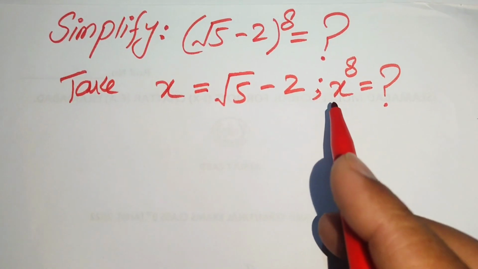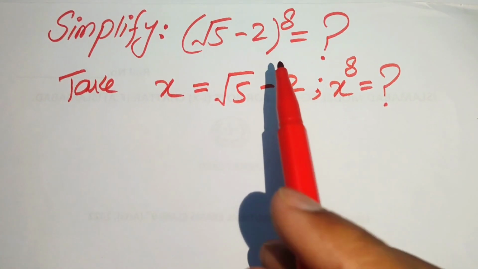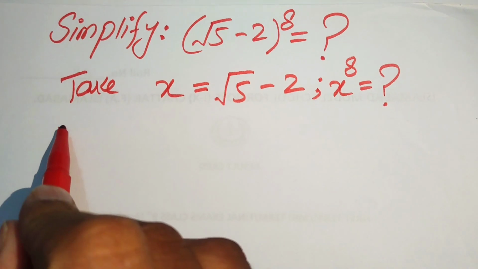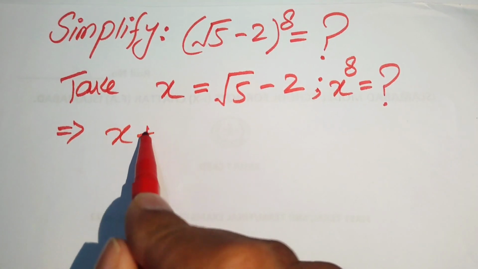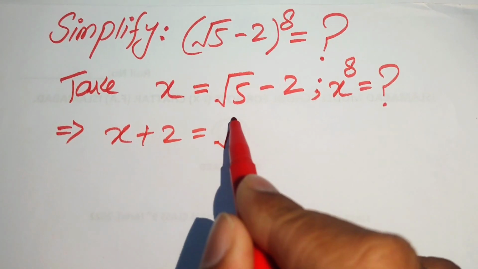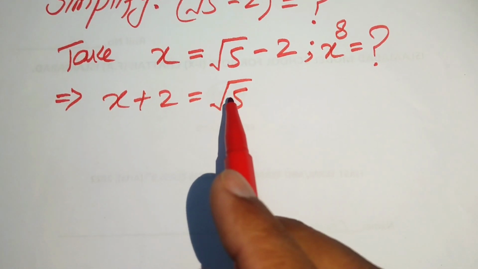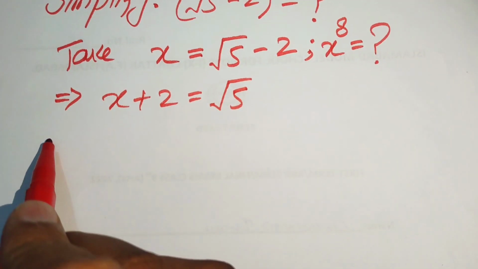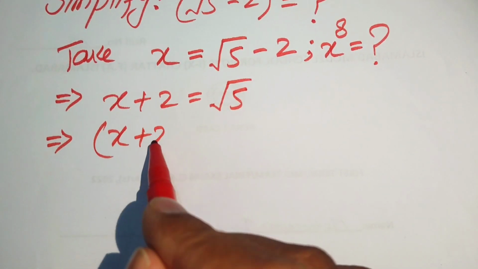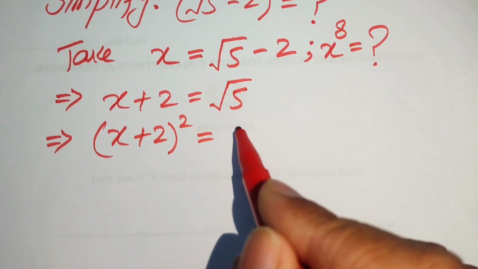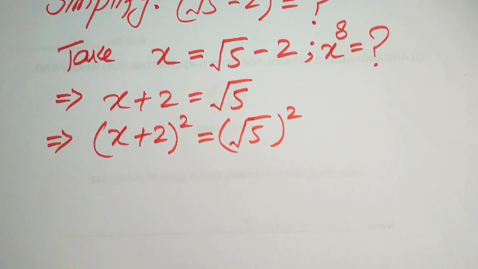If you find the value of x to the power of 8, that is the simplified form of the given question. Here, first we move this minus 2 to the left hand side, and it is written as x plus 2 equals square root of 5. Now, to remove the square root sign from the right hand side, we take squares on both sides, and it is written as (x plus 2) whole squared equals (square root of 5) whole squared.